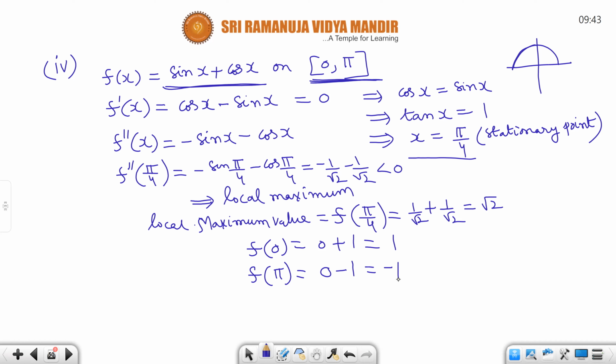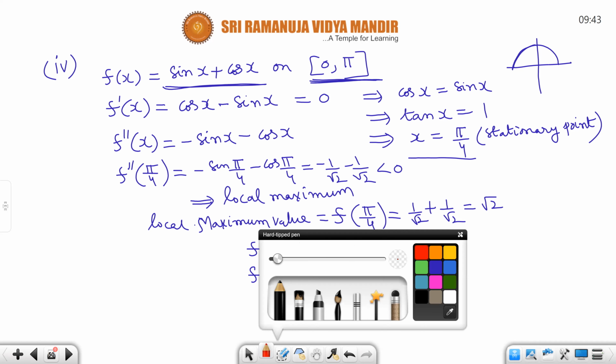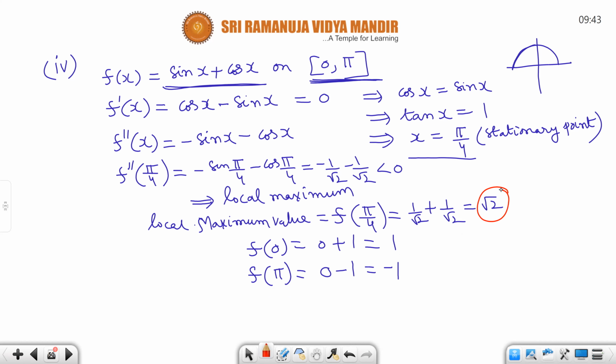Out of the three values, which three values? The local maximum value and the endpoint values, all the three we have to consider. So which is the least one? Minus 1. So this is the absolute minimum value, or global minimum value, or least value of the function in the given domain.